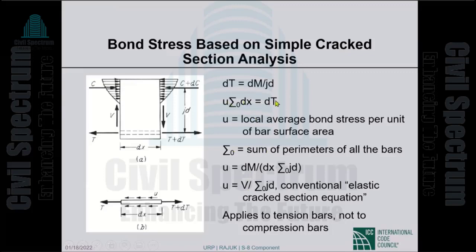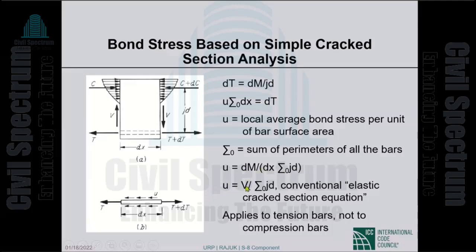U is dt over sigma sub 0 dx. Now dt is dm over jd. So if we combine the two equations together, U comes to dm over dx sigma sub 0 jd. This is from the two equations. I don't know that I need to go into any more details, very straightforward. So then U comes out to dm dx is V.